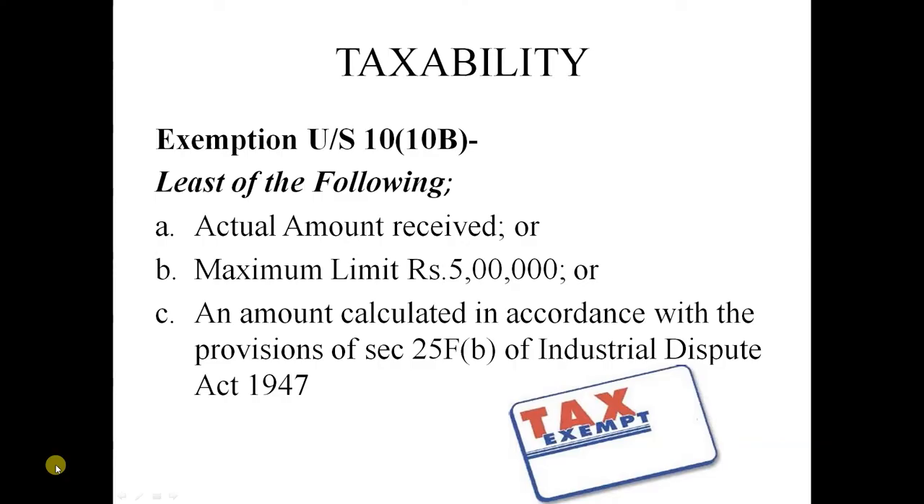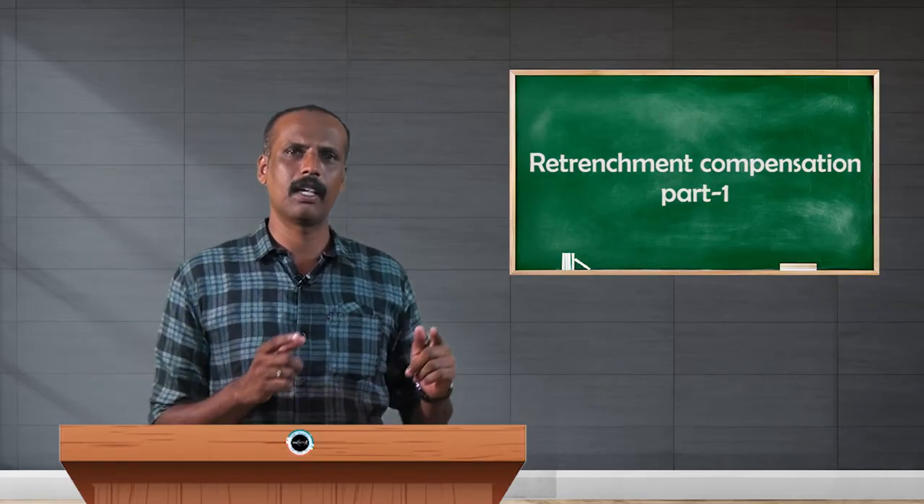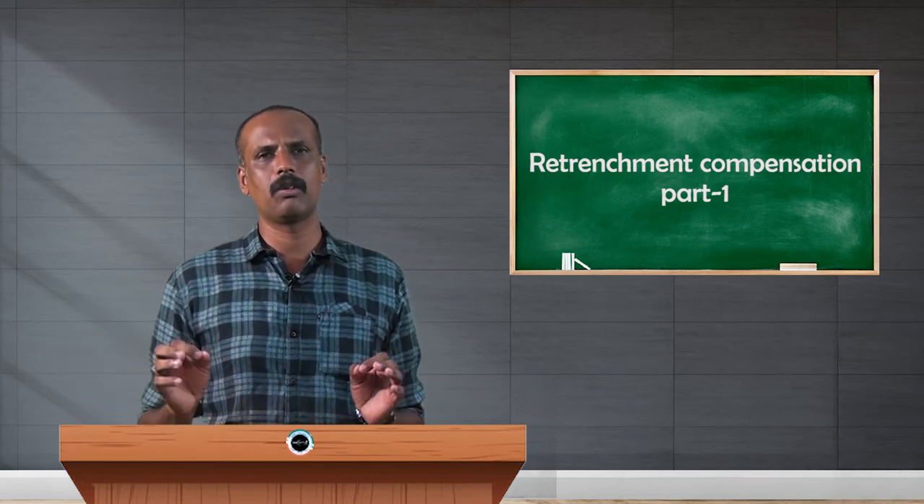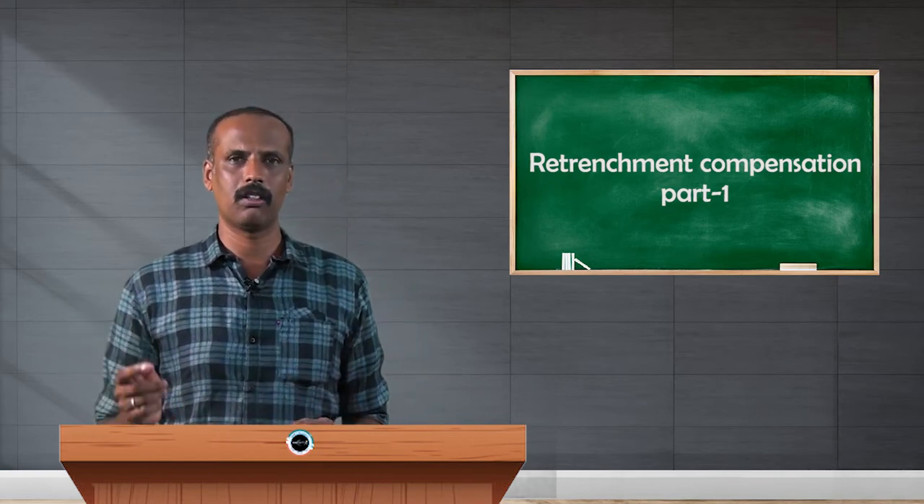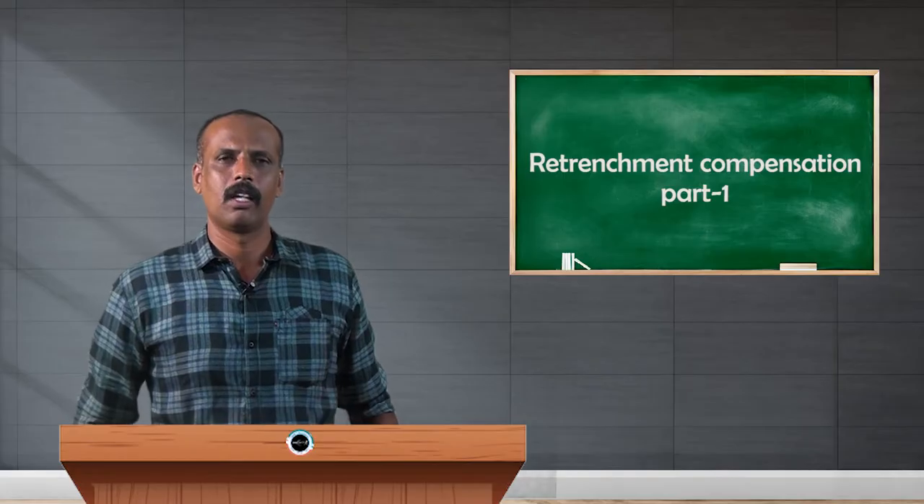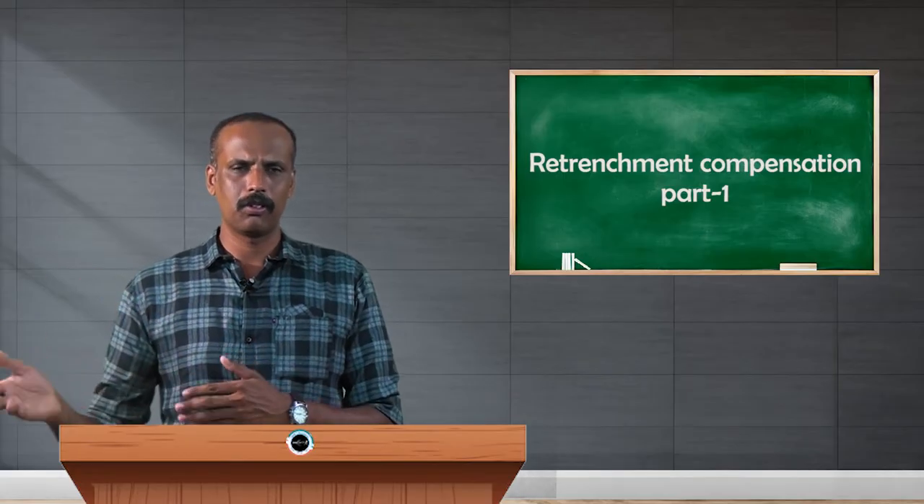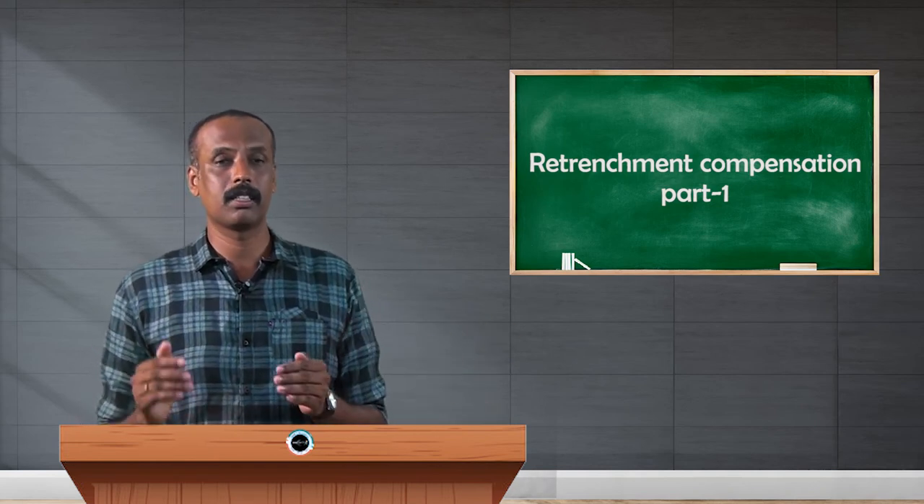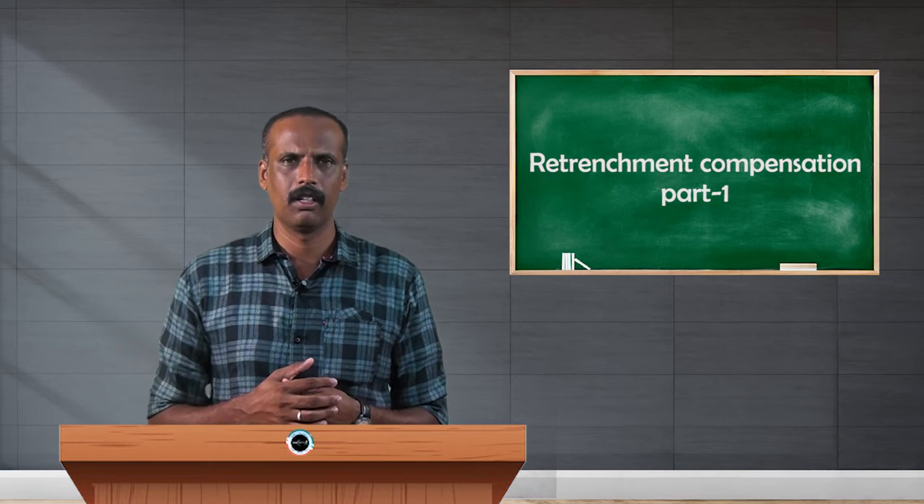Let us discuss the exemption under section 10, subsection 10B. The least of the following is exempted. What is the first one? The first one is the actual amount received. At the time of retrenchment, the employer gives the compensation to the employee, that is the actual amount of retrenchment compensation. Or second one, maximum limit rupees 5 lakh, that is called the statutory limit. Whatever amount the employer may give to the employee as per the provisions of the Industrial Disputes Act, the statutory limit for income tax purposes is rupees 5 lakh.